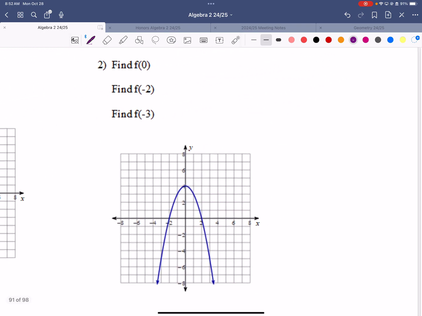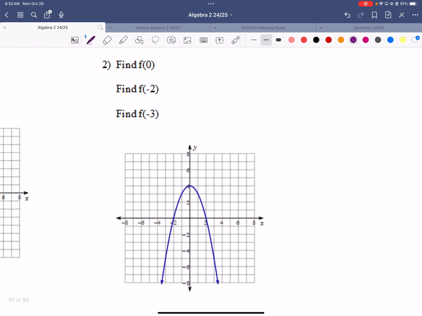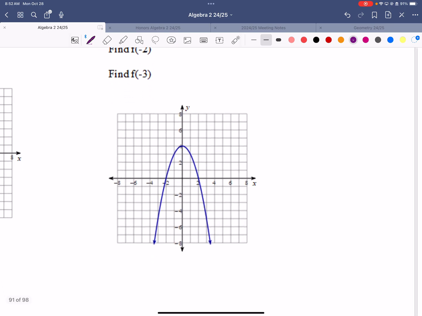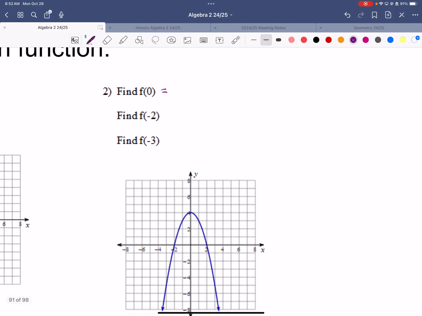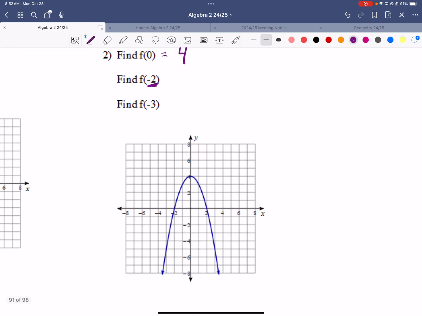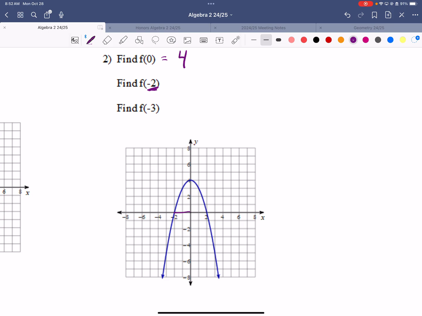So if we look at this second one, if we're asked to find f of 0 on my graph, there's 0. I draw a line until it intersects. Find my y value is 4. So f of 0 is 4. My x value is -2. There's -2. It hits the graph. My y value there is 0. So f of -2 is 0.